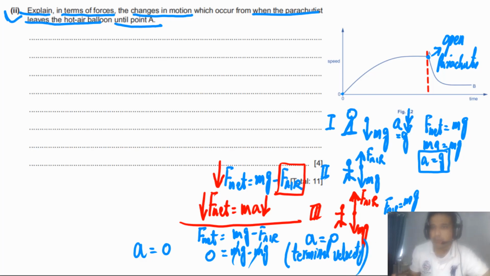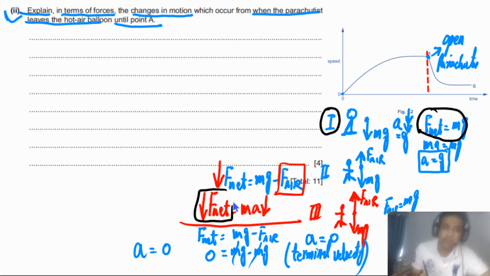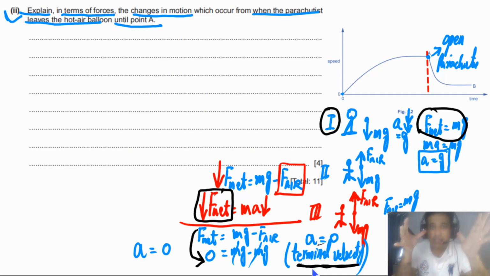Now let me explain a little bit more about this. If we start from here, you can see F net. If we compare this F net with this F net, you see F net is decreasing. It keeps on decreasing. Finally F net becomes equal to 0. If F net is decreasing, it means acceleration also keeps on decreasing, and finally acceleration is equal to 0 and the body reaches terminal velocity. So these points you need to understand, and these points you have to write down in your answer.